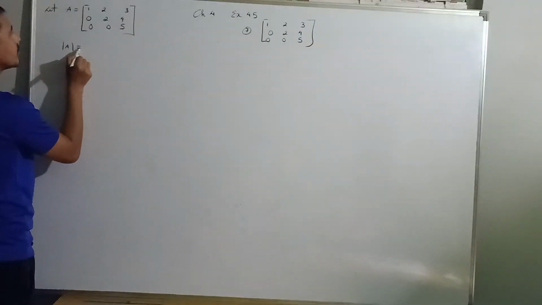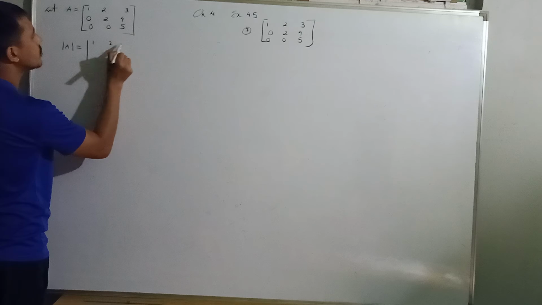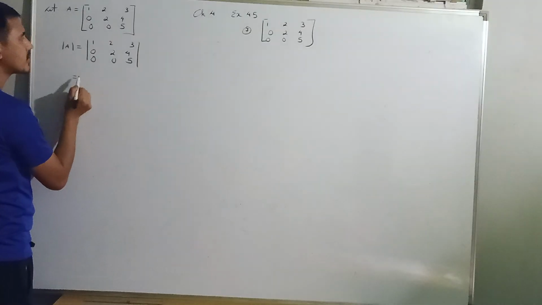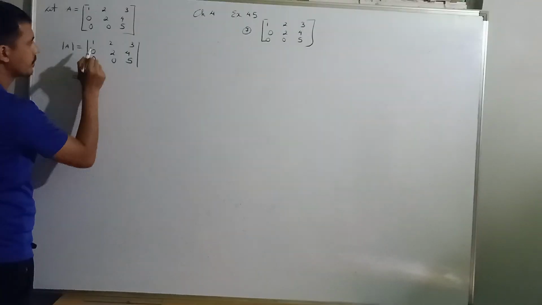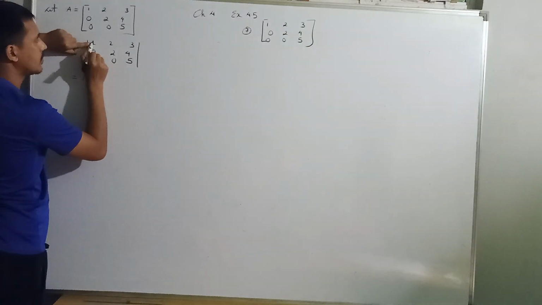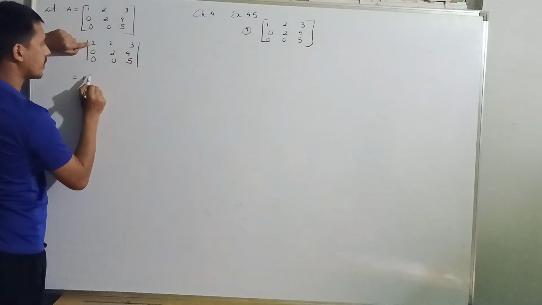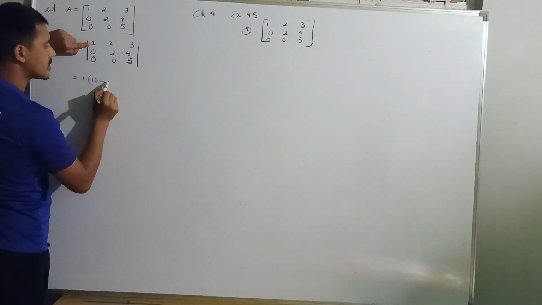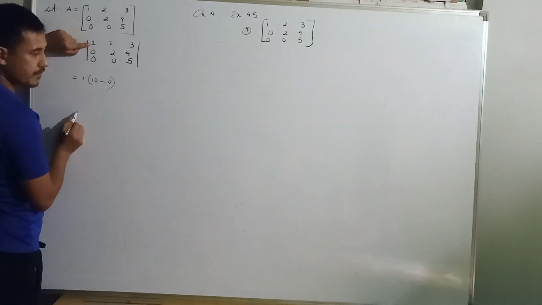Determinant of A will be determinant of 1, 2, 3, 0, 2, 4, 0, 0, 5. Let me expand it along R1. 1: you neglect this row, this column, cross multiply the remaining things. 2, 5 times is 10, minus 0, 4s are 0. Right?